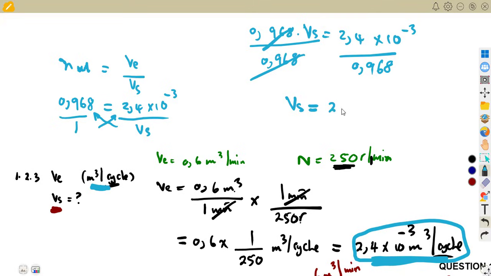And that was gonna give us something like 2,479 times 10 to the exponent of minus 3, which is in cubic meters per what? Per cycle. Like I said, the cubic meters per cycle is just cubic meters. There is no need for even you to write cubic meters per cycle. It's just like that. So we have to understand the idea there.